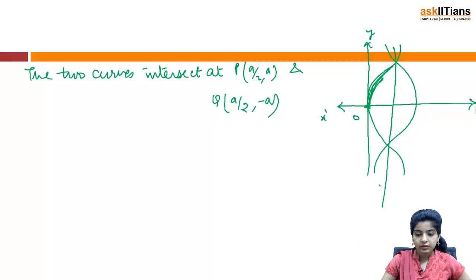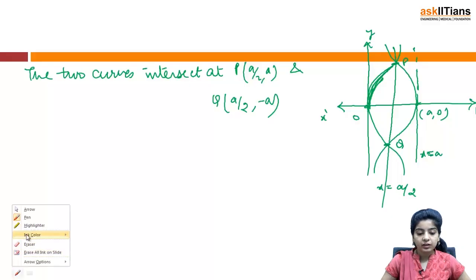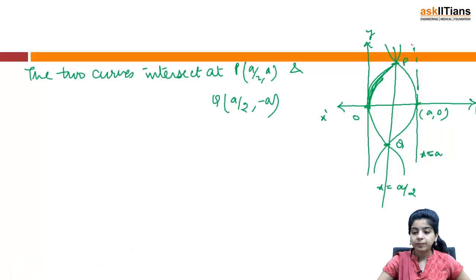So this is the line x equal to a by 2. This is my point a, 0, and obviously if you construct this line, this is going to be x equal to a. This is my origin, and we have the y axis. This is my point P. These are the points of intersection of these two curves, P and Q, and we have written what P and Q are, and therefore the required area is this area. The area enclosed by these two curves would be this entire area.